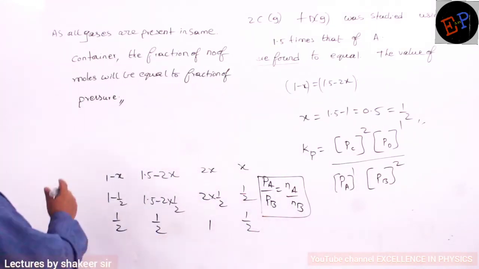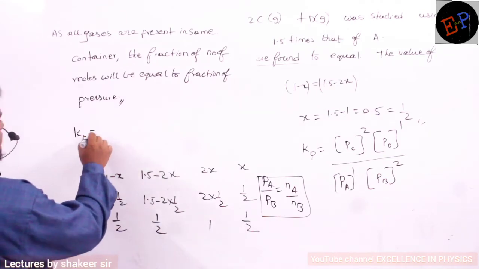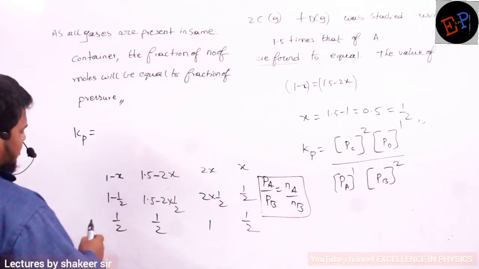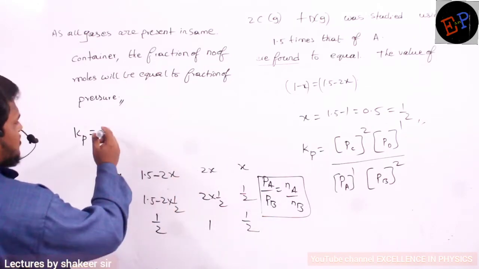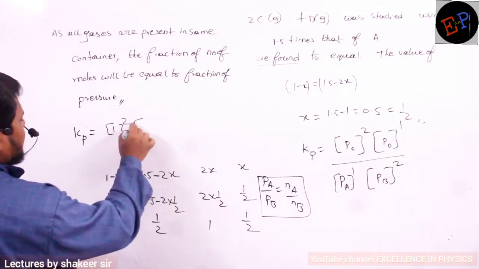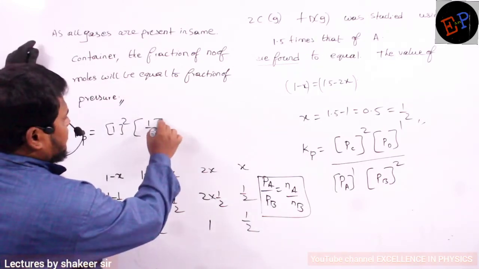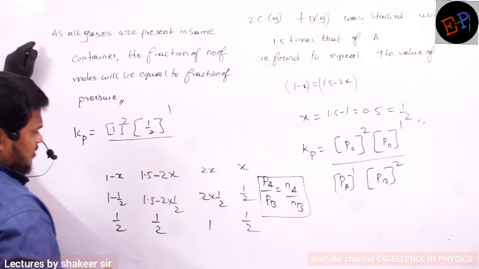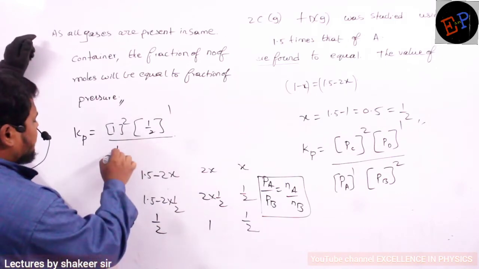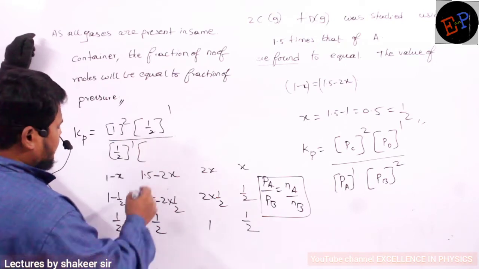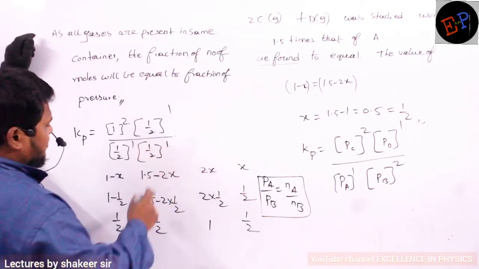Okay, so Kp value, how can I write? What is the pressure of C to the power of 2? What is the number of moles of C? 1. So 1 power 2. How many moles of D is formed? 1 by 2. So 1 by 2 power 1, divided by number of moles of A, 1 by 2, power 1. And the number of moles of B? 1 by 2. So 1 by 2 power 1.